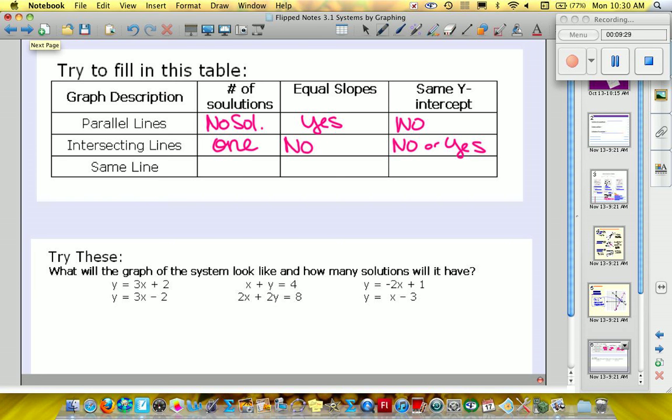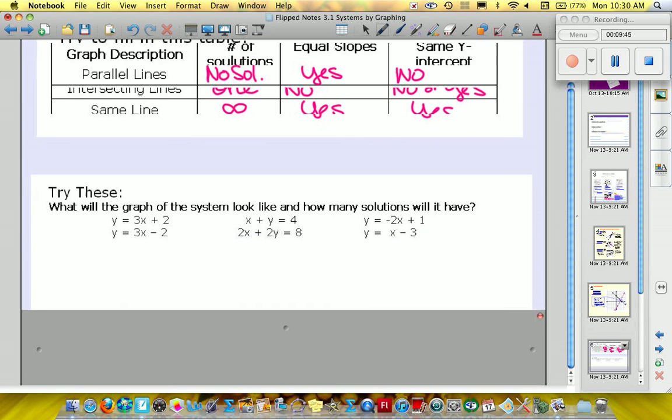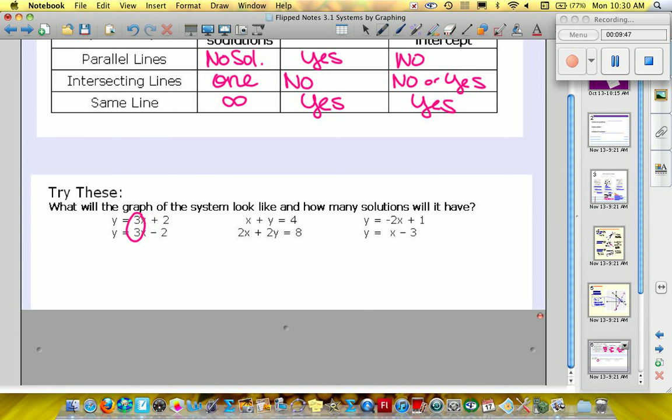Same line, number of solutions, infinite. Do they have equal slopes? Yes. Do they have the same y-intercept? Yes, because it's the same line. So thinking a little bit about just y-intercepts and slopes, we can answer these questions. Looking at the ones on the bottom, I can see the slope for both of these is 3, but they have different y-intercepts. I have a b of 2 or a b of -2. So these are parallel. So I would say no solution here.